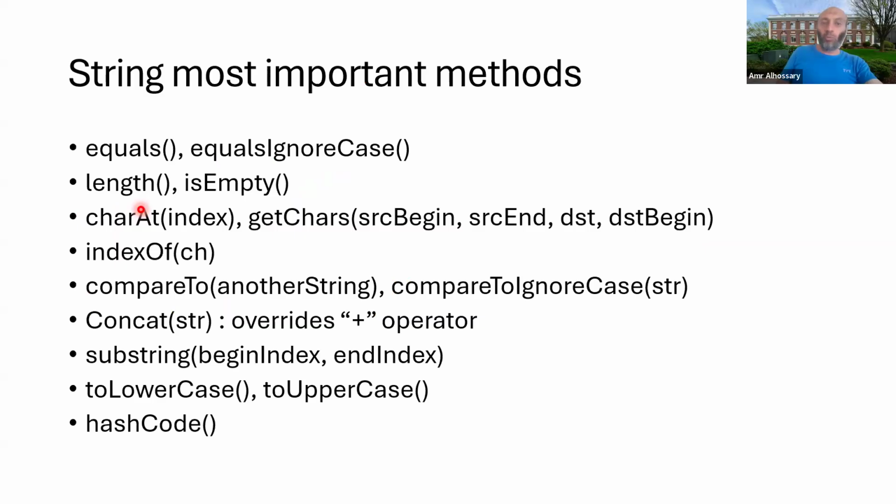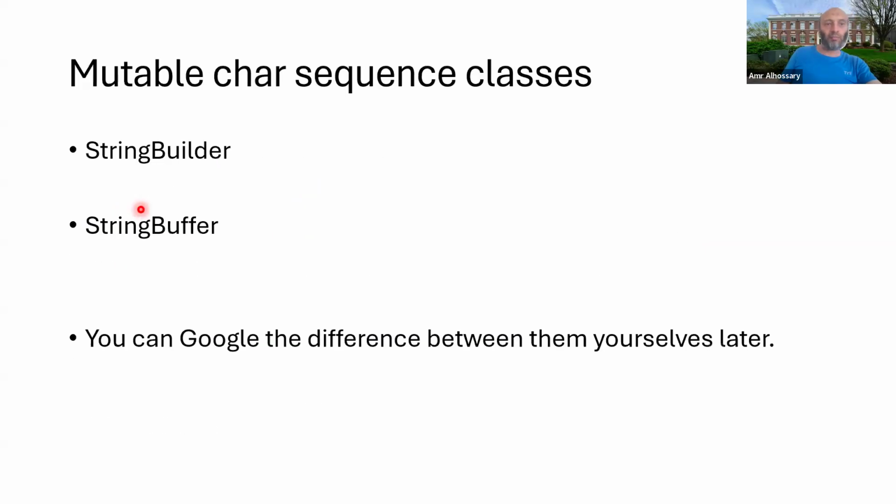Before the homework, there is another slide. We said that the string is an immutable character sequence. There are other mutable character sequence classes like StringBuilder and StringBuffer, and you can Google the difference between them yourself later. So the string is an immutable object. The StringBuilder is used when we are still building a string. This is mutable.